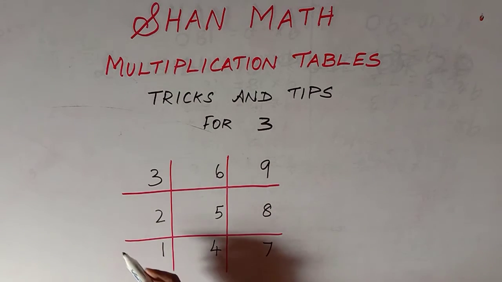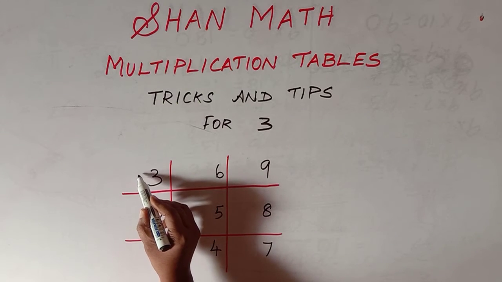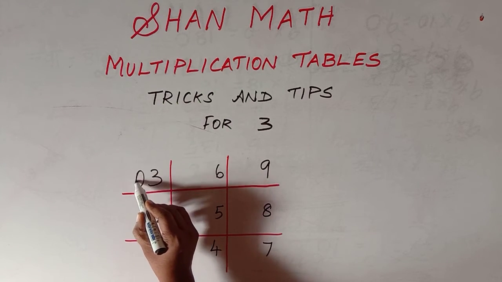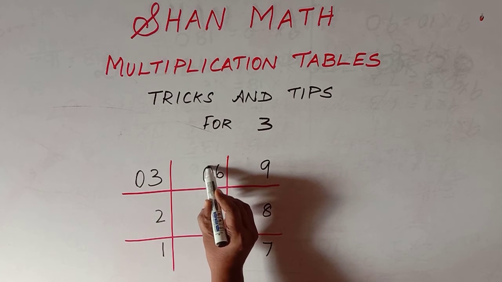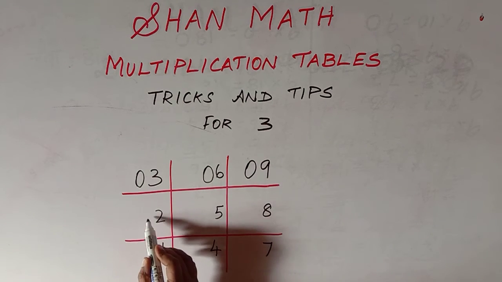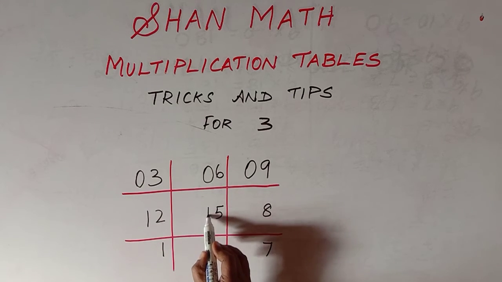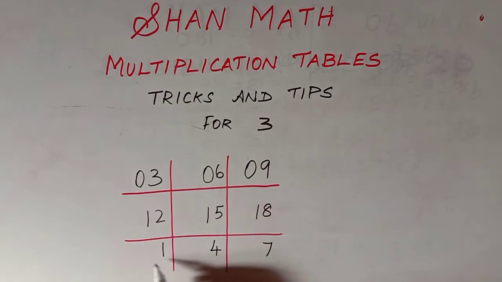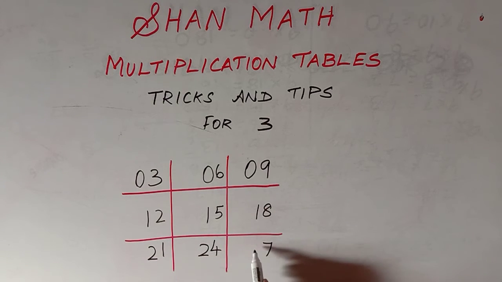Now what is the first whole number? 0. So I am going to write 0 here, 0 and 0 in the first row, and the second row starts with 1, here also 1 and 1, and the third row starts with 2, 2, 2, and the fourth row starts with 3 and 0 here. Now your third table is ready.